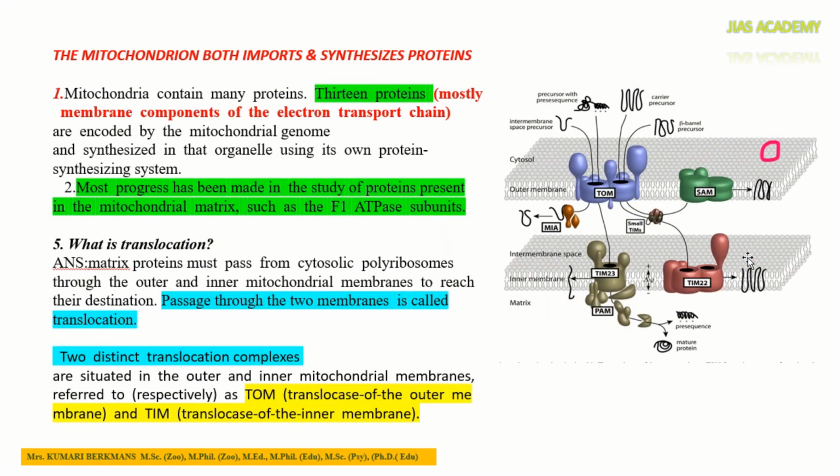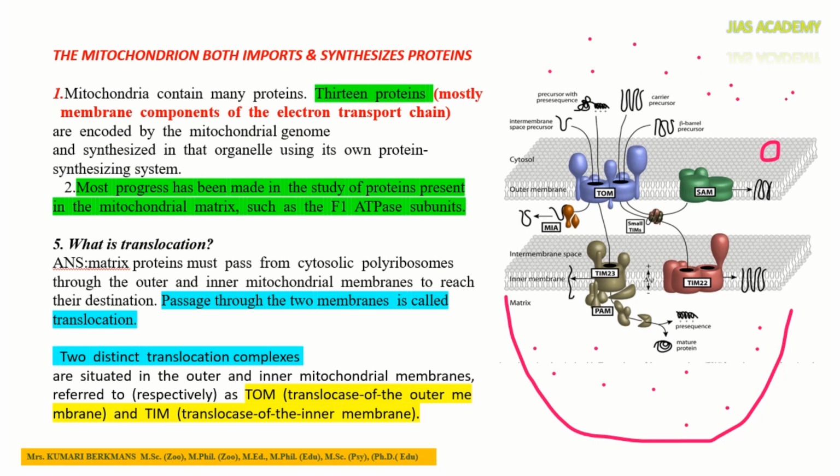Okay, and these are called transport vesicles and these are called secretory vesicles. Now translocation. What is translocation? Translocation is passage of the protein through the two membranes. If you take this, this is the mitochondria, this is the outer membrane of the mitochondria, and this is the inner membrane. This is the interspace between the two membranes, and this is the mitochondrial matrix. This is the cytosol, or the cytoplasm.